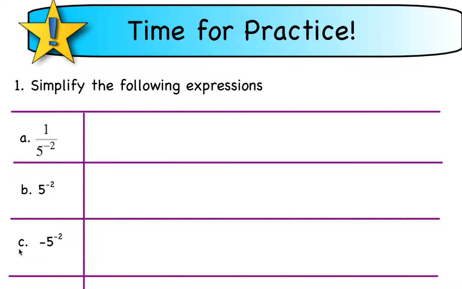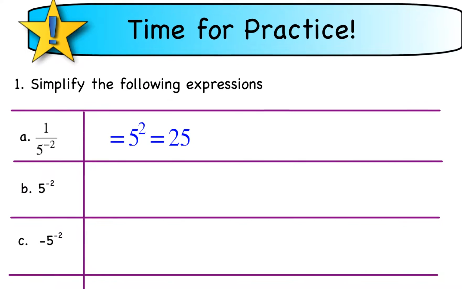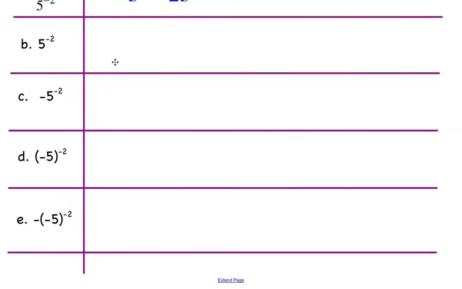So here's a little bit of practice. It says simplify the expressions. 1 over 5 to the minus 2. Well, what I just said was if we have a negative exponent in a denominator and we move it to the numerator, it becomes positive. So that's the same as 5 to the positive 2, which is 5 squared, which is 25. On the second example, we have 5 to the negative 2. So now we're going to use that rule of exponents, and that's the same as 1 over 5 to the positive 2, which is 1 over 25.